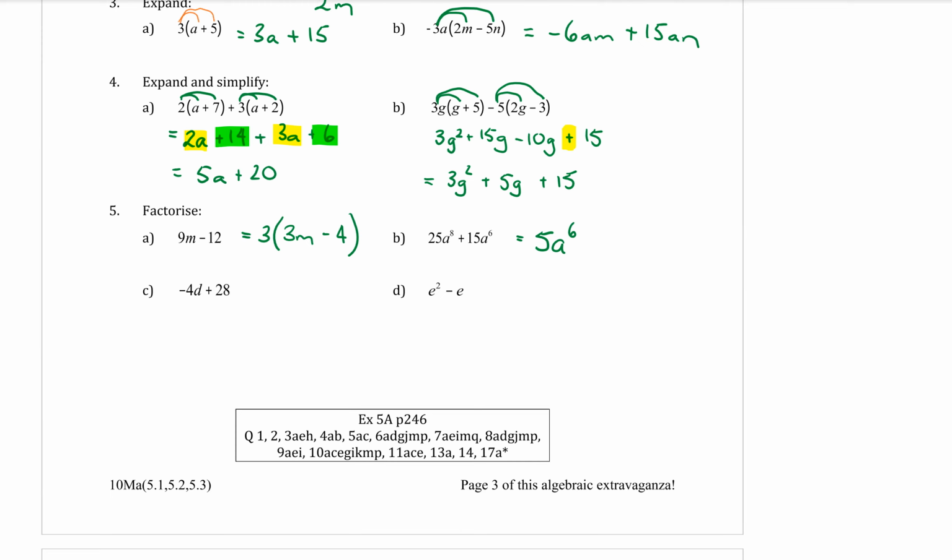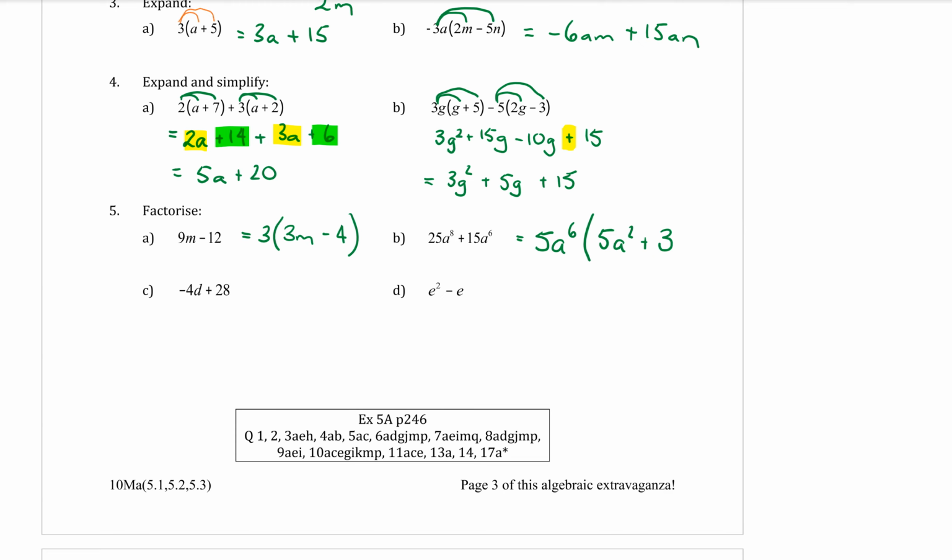So when I open the bracket up, 25 divided by 5 is 5. Now remember, when you're dividing your indices, you subtract the powers. So the 8 take away 6 would be a squared, still in the bracket. Then for the second term, 15 divided by 5 is 3. And again, you would subtract the powers. 6 minus 6 is 0.